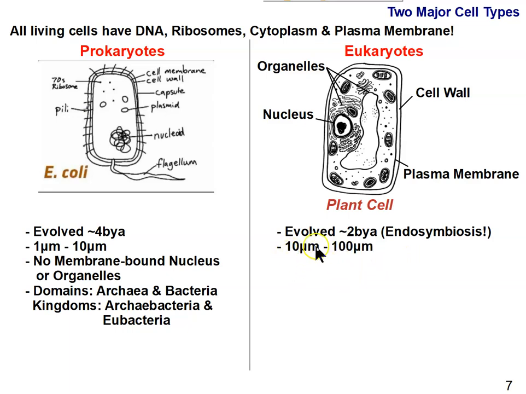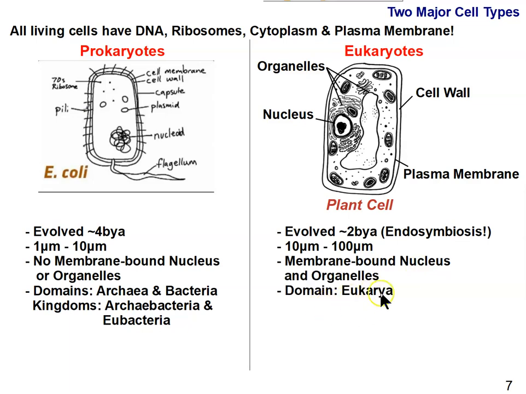They're, as we learned on the previous slide, 10 to 100 microns in size. Animal cells, again, tend to be smaller than plant cells. They have a membrane-bound nucleus. That's one of the major contrasts from prokaryotes. No membrane-bound nucleus or organelles. Eukaryotic cells have a membrane-bound nucleus and organelles. The domain is only one domain. All eukaryotes are in the domain Eukarya.